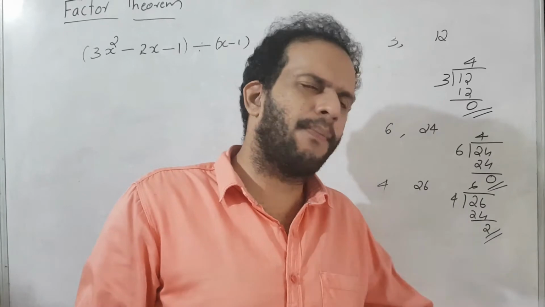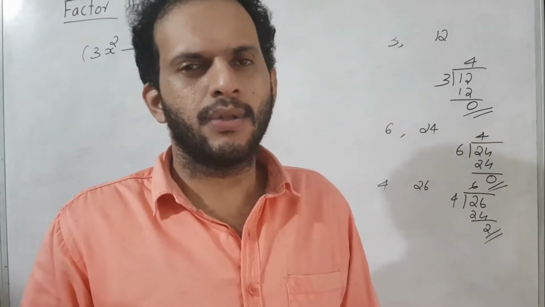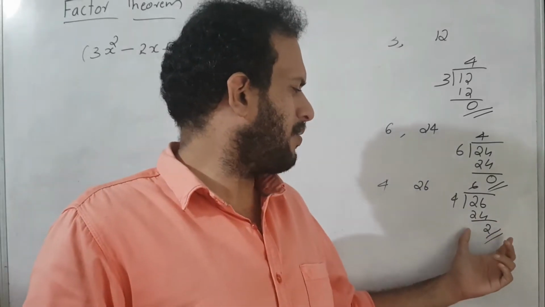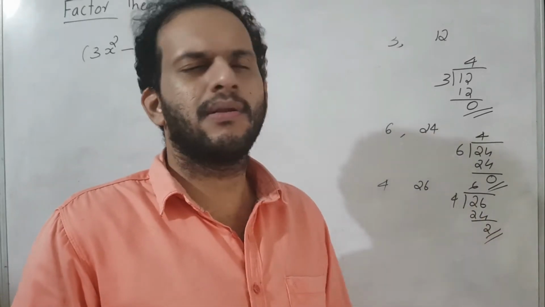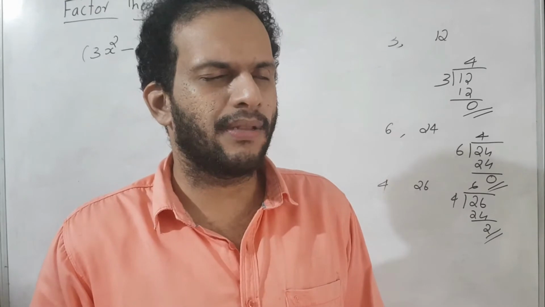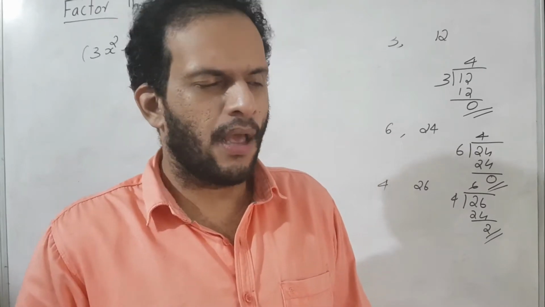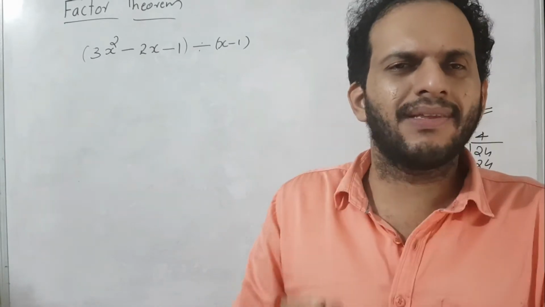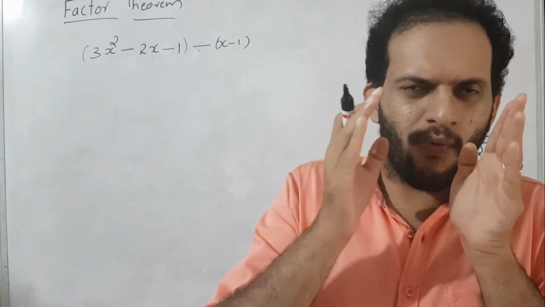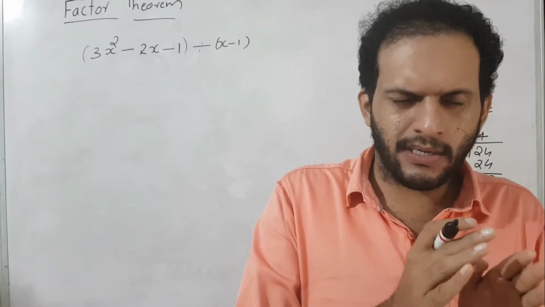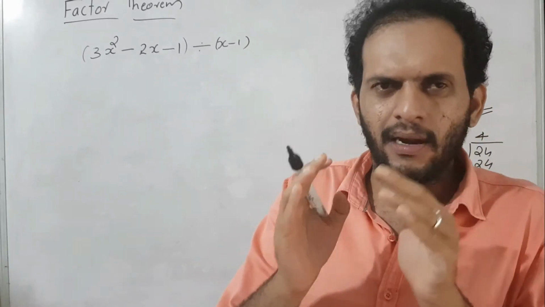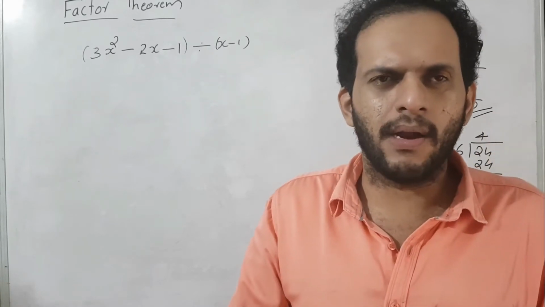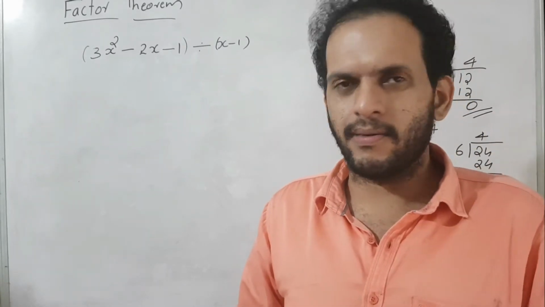If we multiply 4 by any number, we will never get 26. That is why we do not get the remainder 0 here. Then how do we identify whether the first number is a factor of the second? If we divide the second number by the first and we get the remainder 0, then we conclude the first one is a factor of the second.